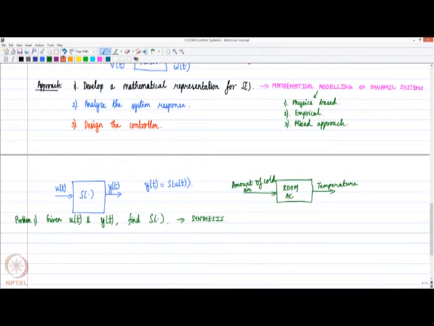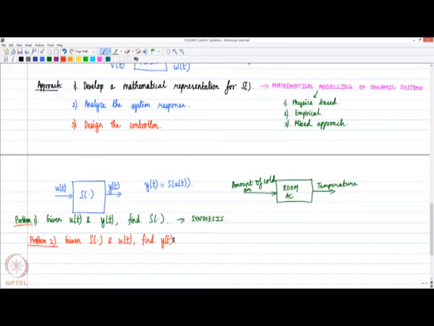Once I do this first problem of synthesis, I can go and do problem number 2, which is the following. Given the mapping S, and given a particular input u of t, find y of t.